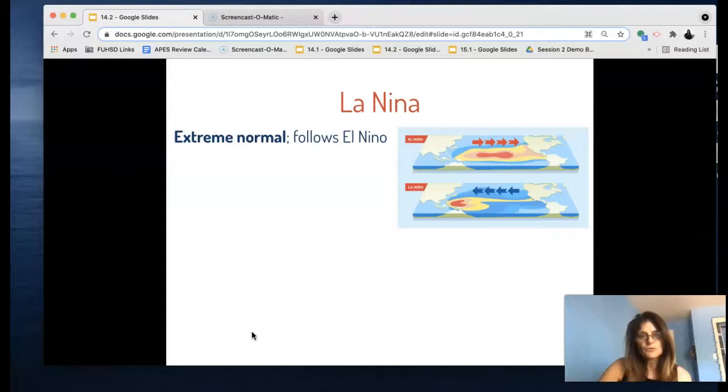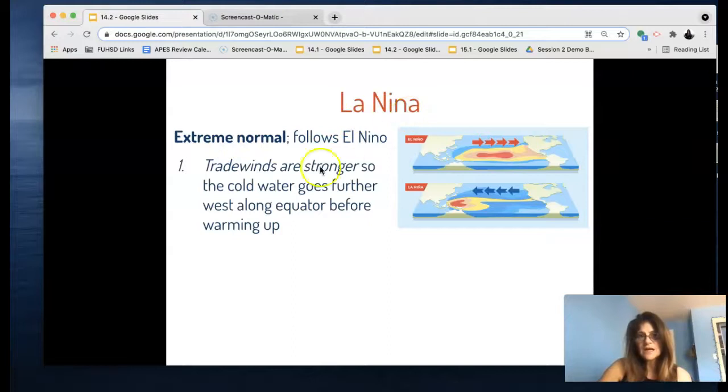El Nino is almost always followed by La Nina, and you can think of it as an extreme normal. What happens during a La Nina is the trade winds are very, very strong. So they're going in the normal direction, but they're stronger than normal.